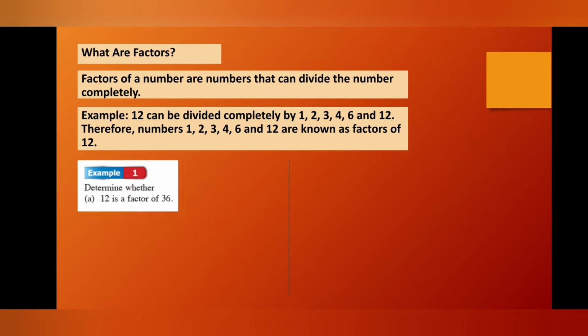Example 1. Determine whether 12 is a factor of 36. How can we determine whether 12 is a factor of 36? Solution: 36 divided by 12 equals 3. Thus, 12 is a factor of 36. When we divide, the number can be divided completely. That is the evidence that the number is a factor.